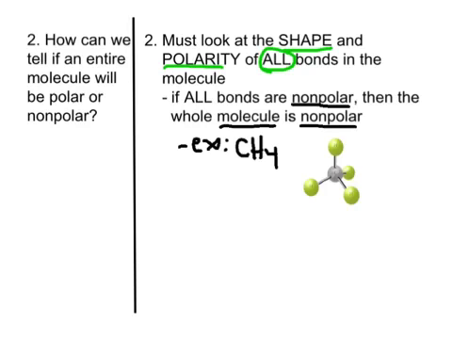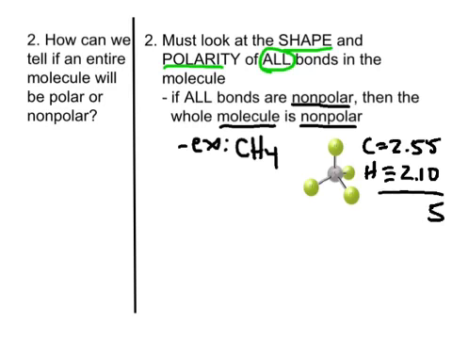All right, let's take a look at this example of methane, or CH4. All right, so if we do the electronegativity values for carbon, carbon is 2.55, and hydrogen is 2.10. And so if we take the difference there, the difference is 0.45. So we can see that all of the bonds in this molecule are basically being shared pretty fairly. So we're going to call all of the bonds nonpolar. Because all of the bonds are nonpolar, the entire molecule is nonpolar.